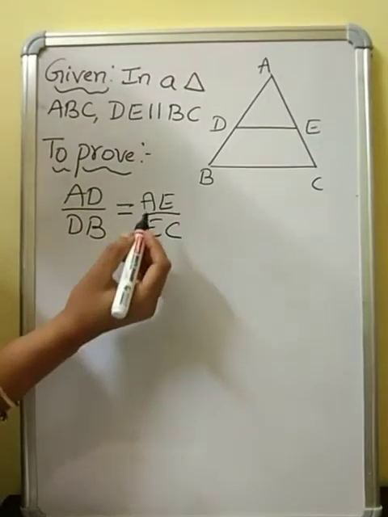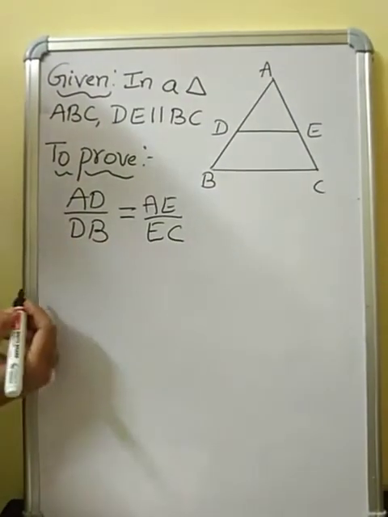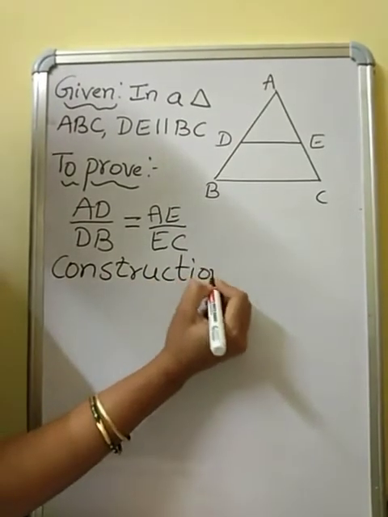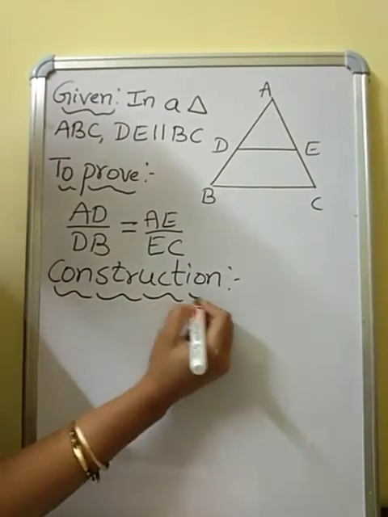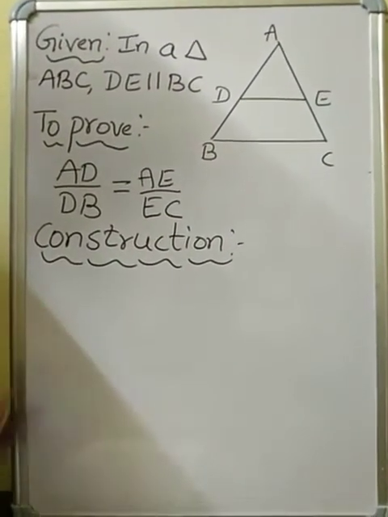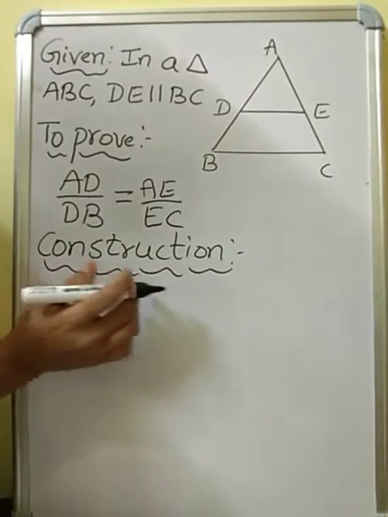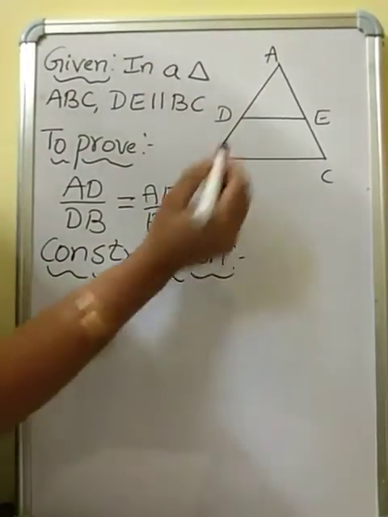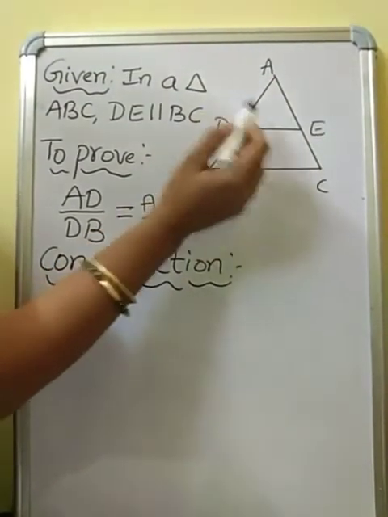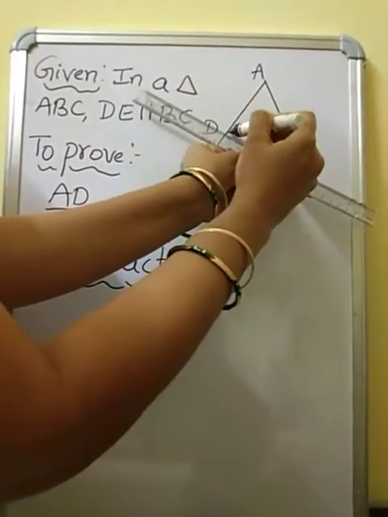Now only by the given data we cannot prove this, so we need one construction. Next I am going to write construction. Now I am going to join BE and CD, and draw perpendiculars DM perpendicular to AC and EN perpendicular to AB. Okay, now I am joining here DC.